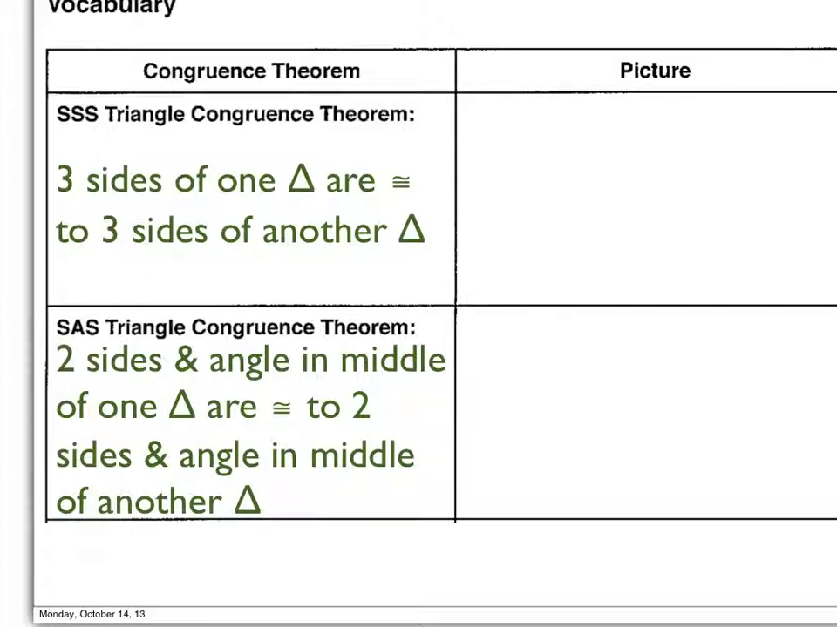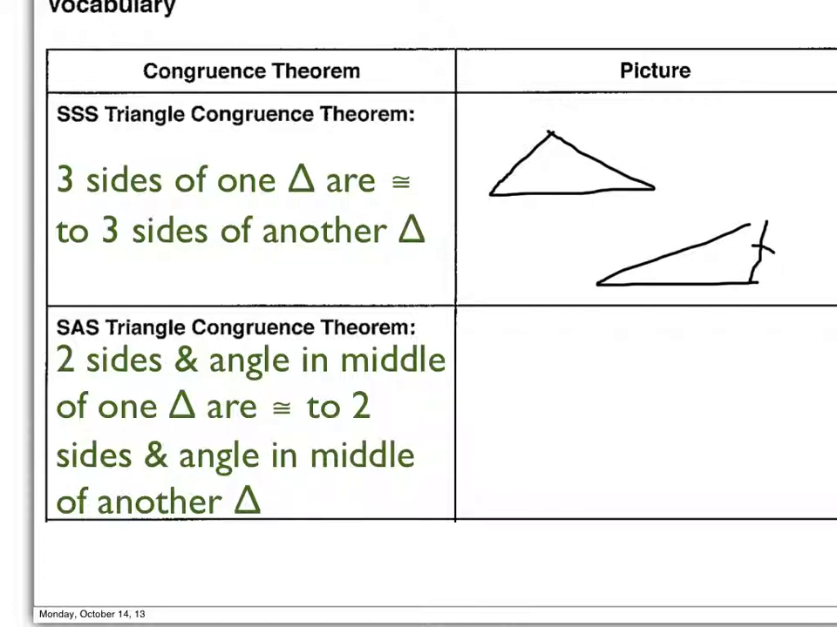SSS says if three sides of one triangle are congruent to three sides in another triangle, then the triangles are congruent. And a picture of that, you'd obviously need two triangles. And you'd look for markings.